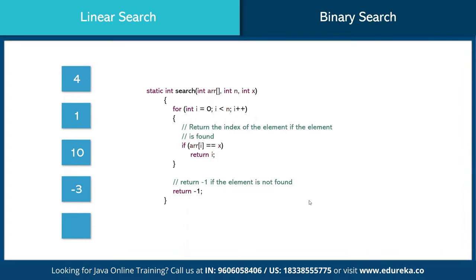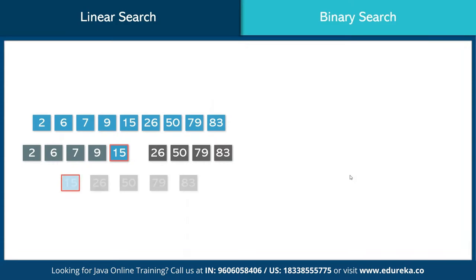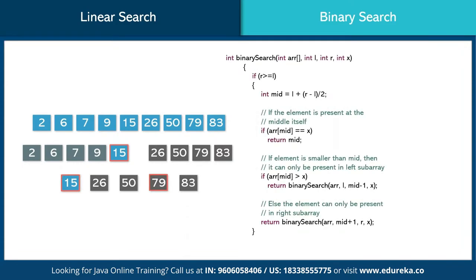Apart from linear search, there's one more technique called binary search. When it comes to binary search, we have multiple steps. First, we begin with the mid element of the whole array as my search key. If the value of the search key is equal to the item, then I return the index of the search key. If the value of the search key is less than the item in the middle of the interval, then we narrow the interval to the lower half.